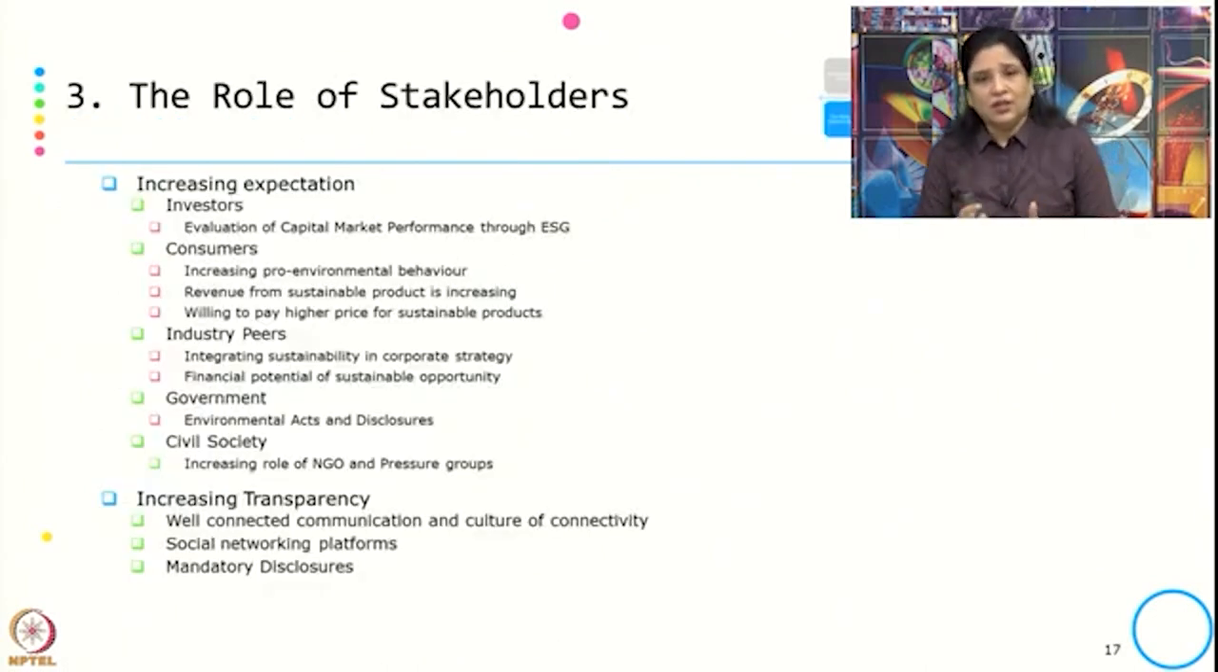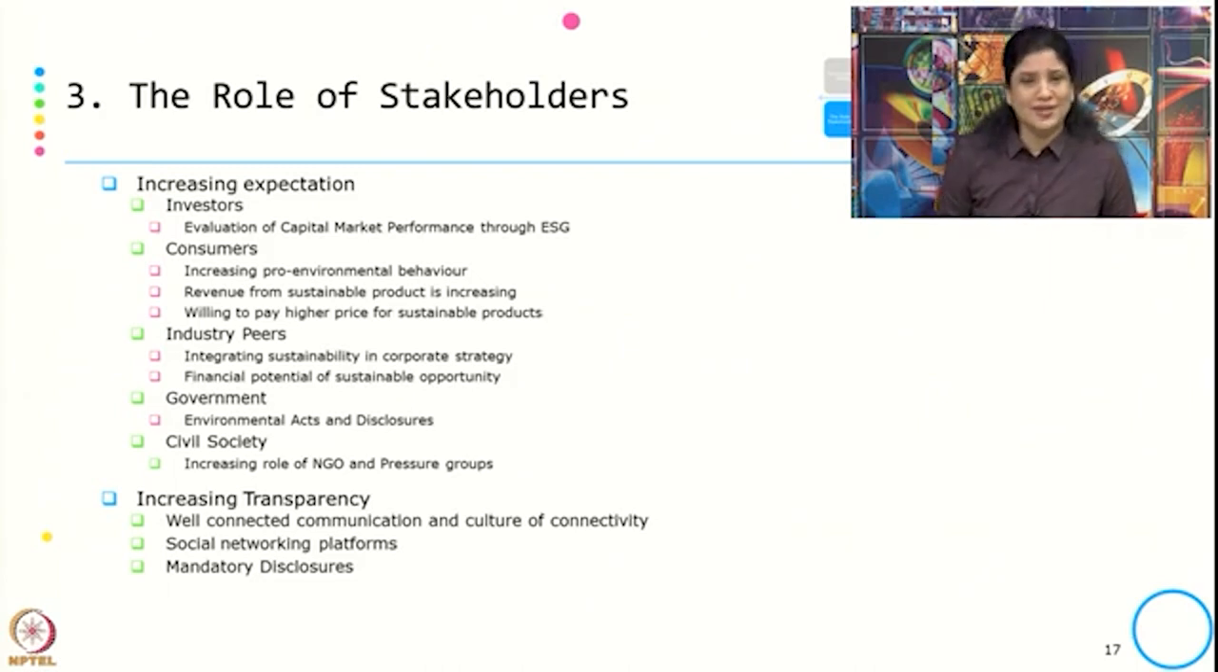Now coming to the third cluster, where we have tried to summarize the role of stakeholders making sustainability imperative. Mostly it is the role, or we may say the increasing role, of the stakeholders. Now there is an increasing expectation of the stakeholders. What are the increasing expectations? In one way we have investors, then let us say consumers, industry peers, government, civil society.